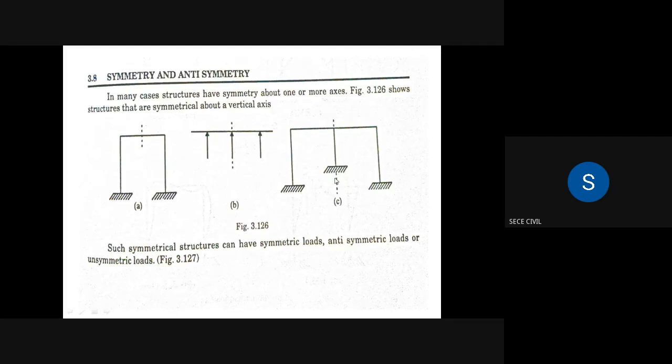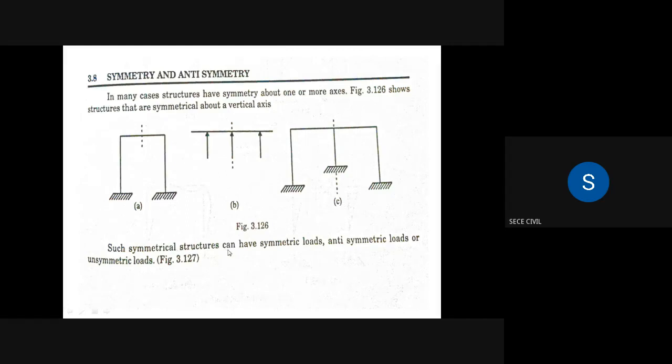In figure C also, this type of frame is symmetric. There are two frames combined together, A, B, C, D, E, F, totally five members in this particular frame. So this is also symmetric. If we cut along this center member, this is one half, then the mirror image of this is the right half. So this is symmetrical, symmetrical about the vertical axis.